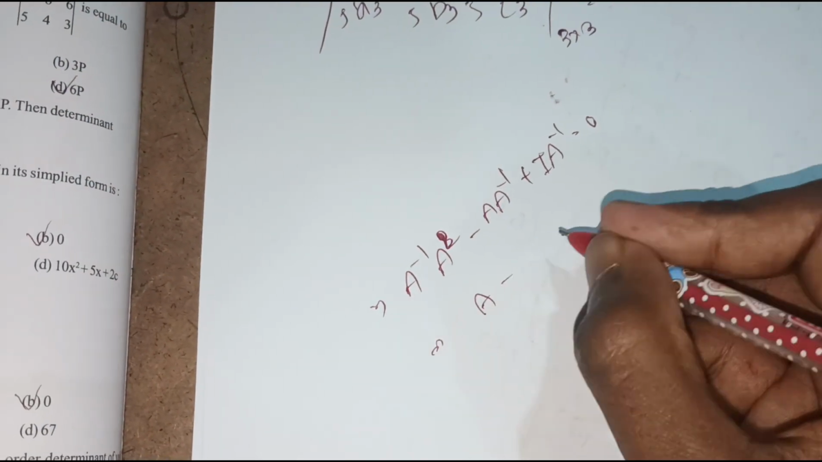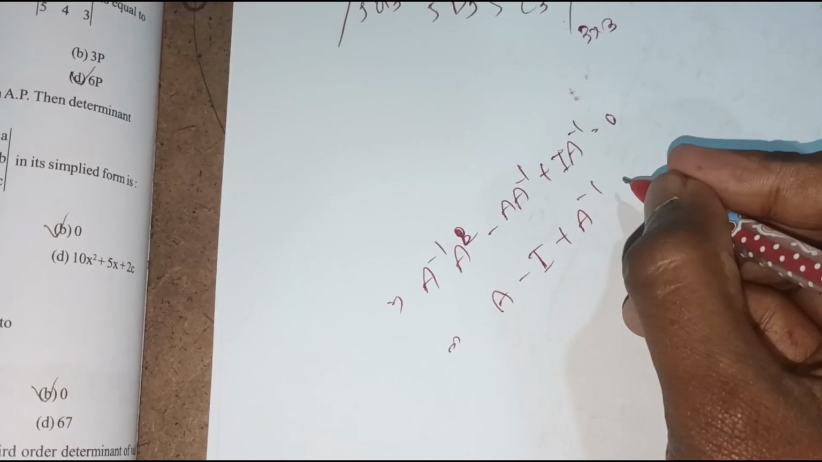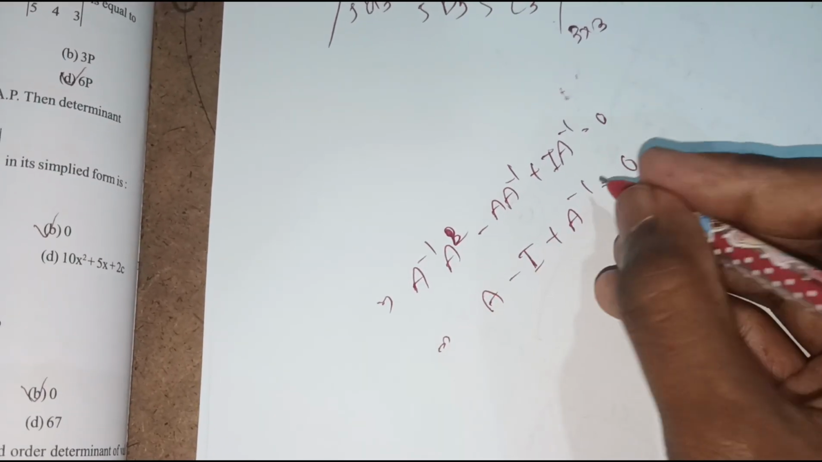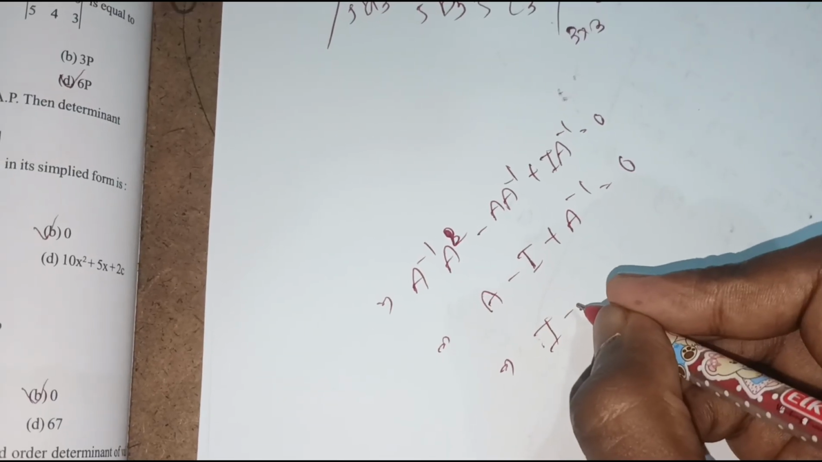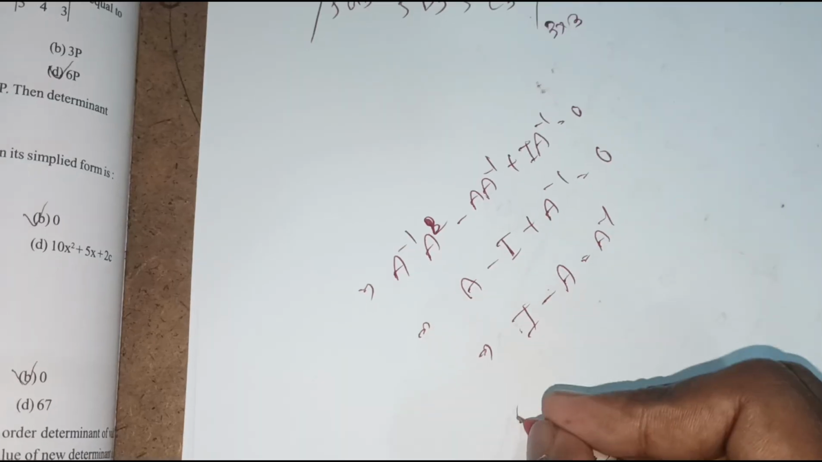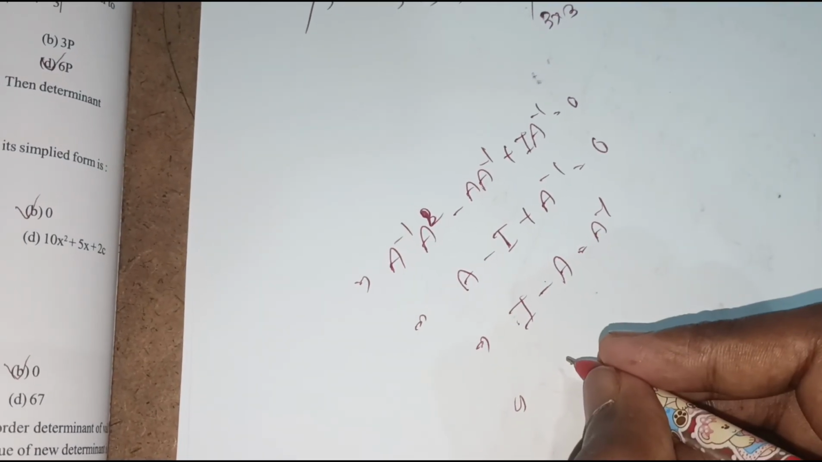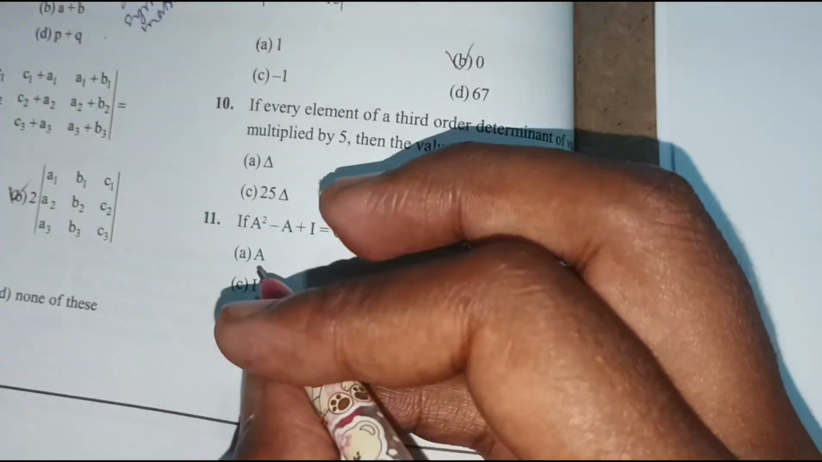A minus I plus a inverse equal to 0. So here I minus a equals a inverse. So I minus a is the answer here. C is the correct option here. So let's understand this. If you got the understanding, next let's move to the next problem.